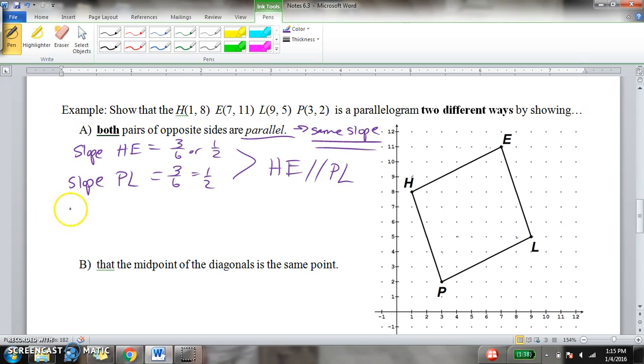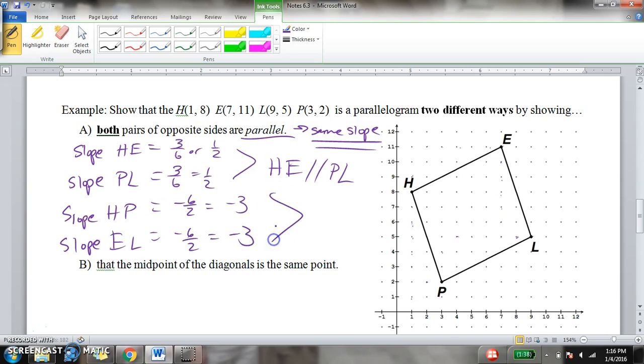And we have to check the other two sides. So the slope of HP and the slope of EL. Let's check. HP, now I'm going down. So down 1, 2, 3, 4, 5, 6 over 1, 2. Down means it's a negative slope. So negative 6 over 2, which reduces to negative 3. And from E to L, 1, 2, 3, 4, 5, 6 over 1, 2. So it's the same thing. So these two are also parallel. HP parallel to EL.